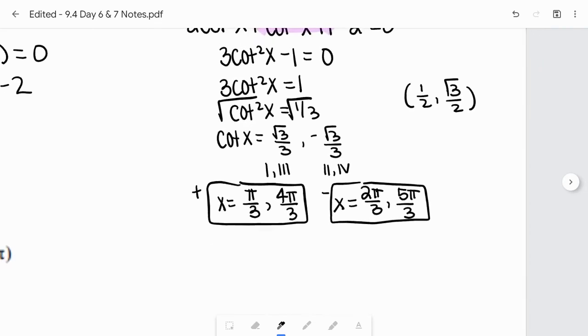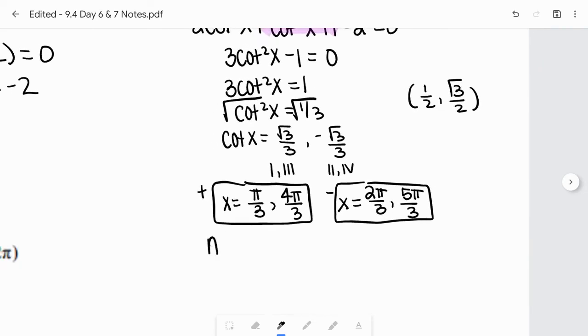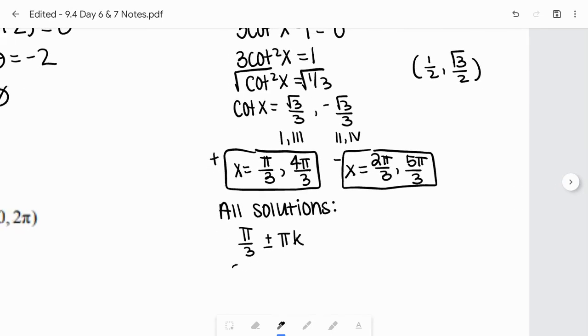Okay, now if we write all solutions, we would have pi over 3 plus and minus pi k, and then we'd also have 2 pi over 3 plus and minus pi k.